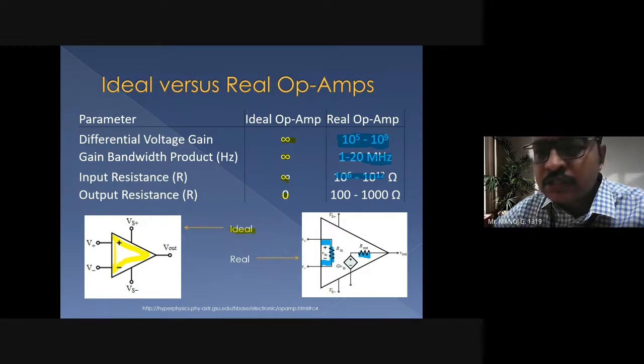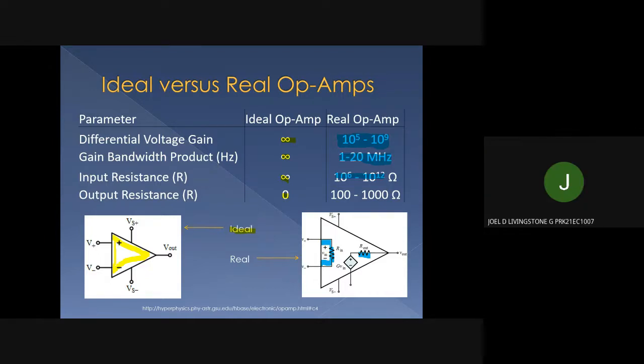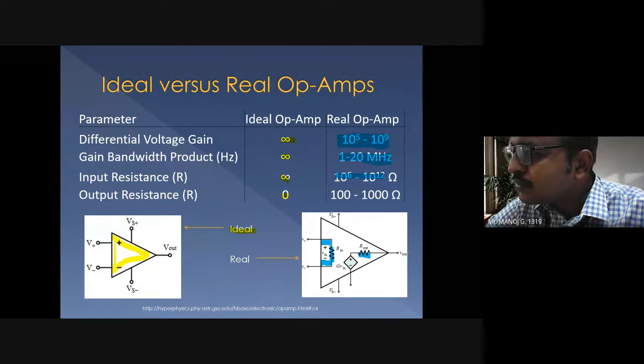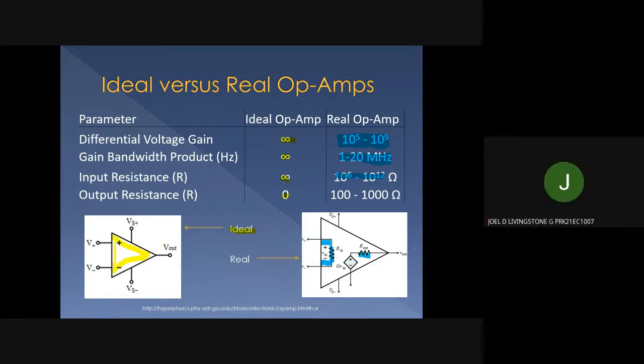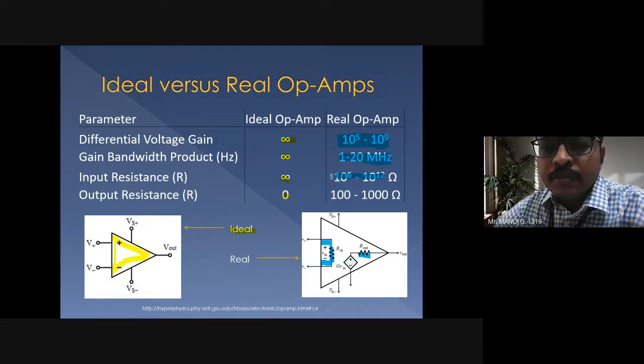10 power 12 is how much, Mr. Yaskum? Yeah, Joel, 10 power 12 is how much? More, sir. 10 power 12. Pardon? 10 power 9 is how much? Minus 9 is nano. That is pico. That's right. 10 power minus 12 is pico, right?